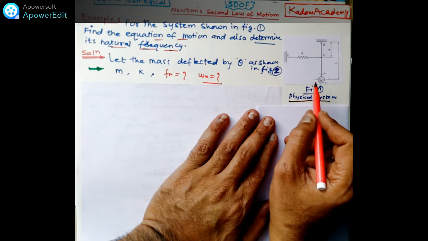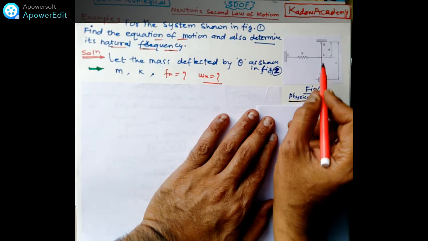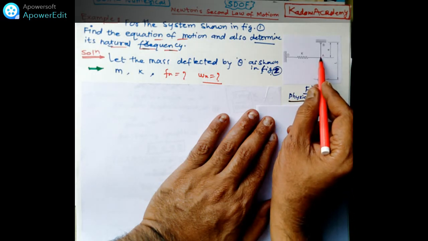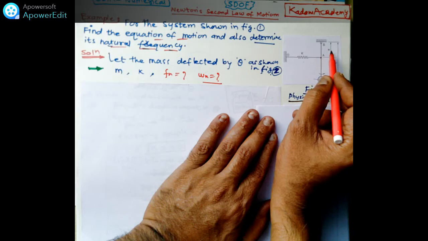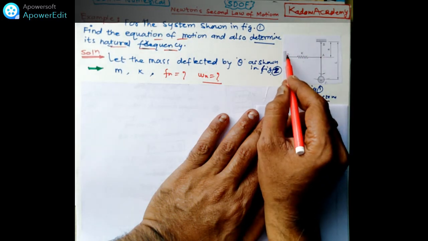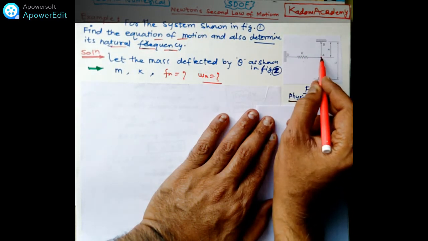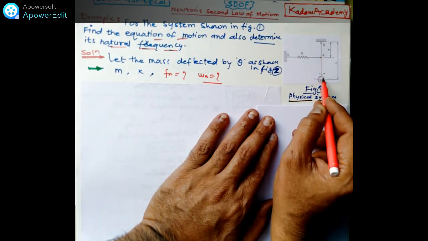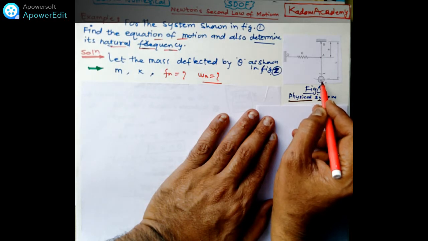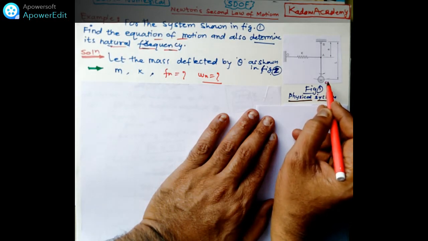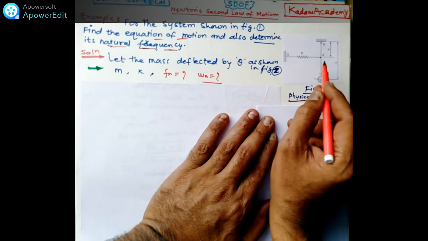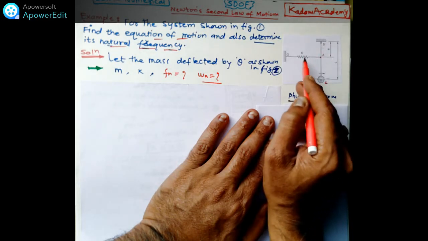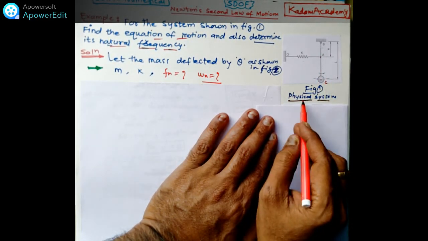In this example, the system given is a simple pendulum, and a spring is attached at point A, at a distance of small a. This spring is fixed at one end and attached at point A to the rod of the simple pendulum. The simple pendulum bob has the mass m at point C. Here is point A and this is point B. The total length of the simple pendulum is L, and at a distance a the spring is attached. This is the physical system.